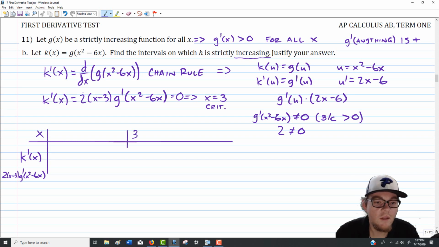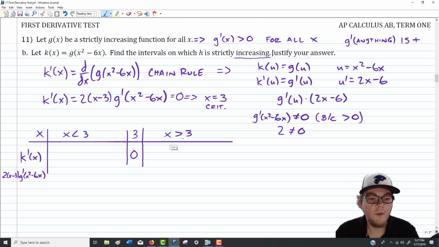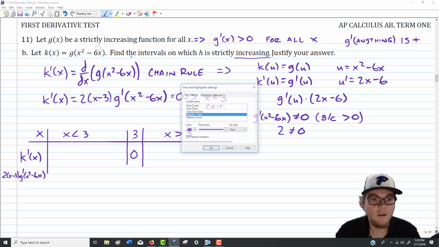So that's a huge lift. It means when I set up my table, I'm just going to have to break it apart at 3. And of course, we know k prime is going to be 0 there. And then we'll look at x values less than 3 and x values greater than 3. So with that in mind, again, hopefully everything's clear there. I'll recap once more before I finish this off.